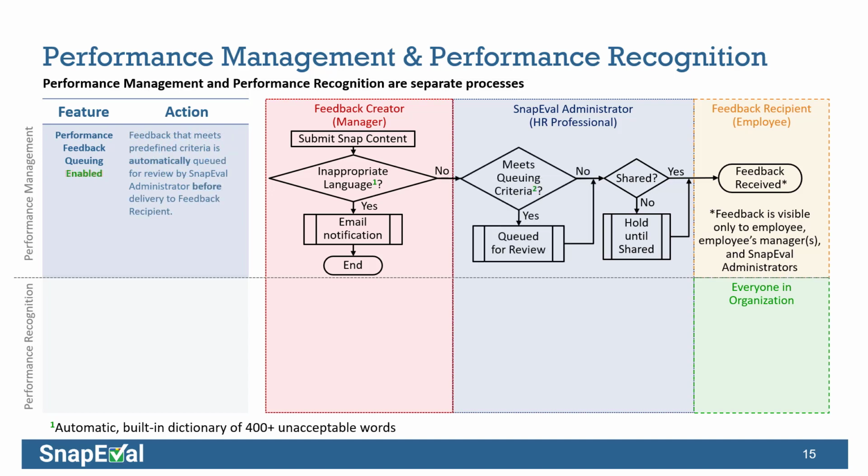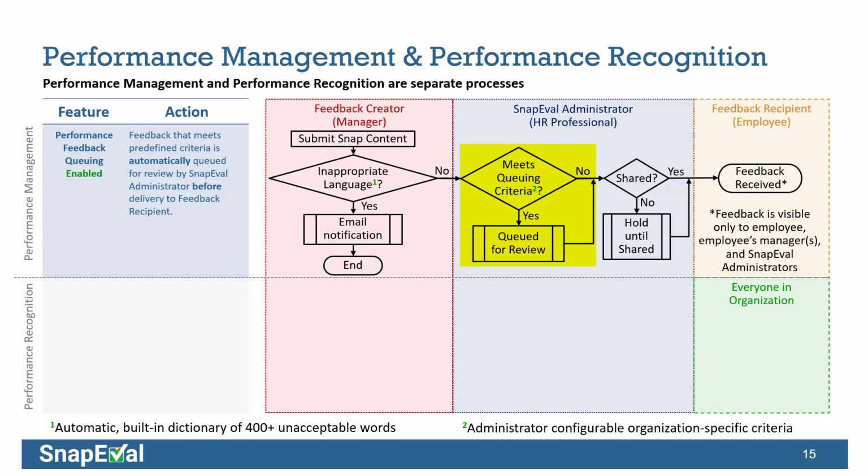And so to deal with that, we built in a feature called feedback queuing. And what this does is essentially a set of criteria that you as an organization administrator in SnapEval can specify that will cause a snap to get queued for your review first before it goes to that next stage where it's either held because it's unshared or it's shared with the employee.